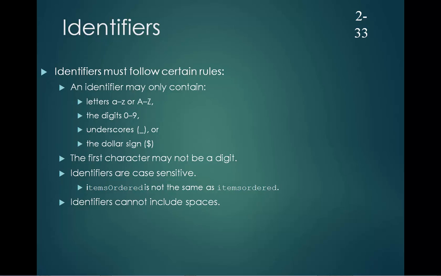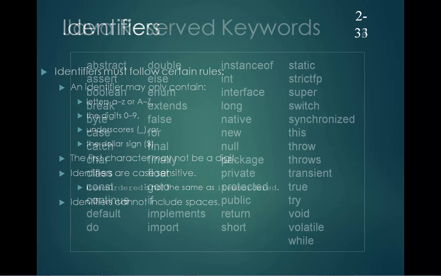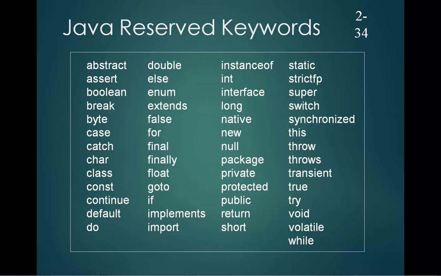There are some rules about how you can name an identifier. They have to be made up of letters, digits, and underscores. They can use the $ sign. The first character cannot be a digit, and of course, like everything in Java, they're case sensitive, and you can't include spaces in there. Here's a quick list of Java reserved words. So you cannot name variables any of these.